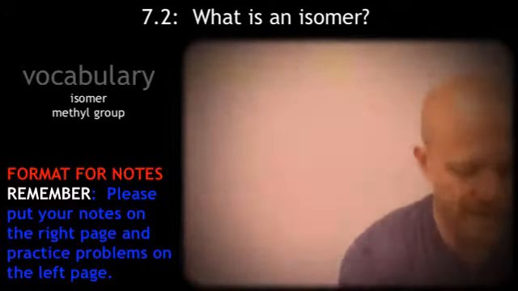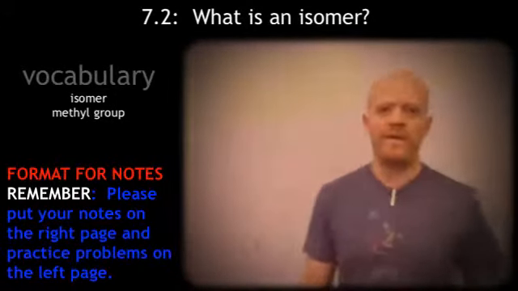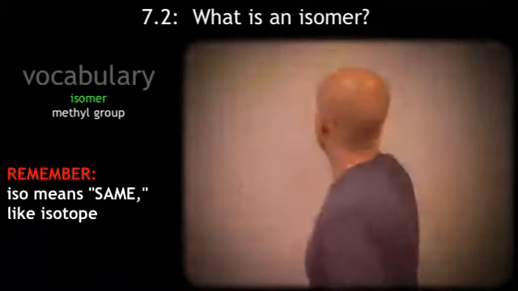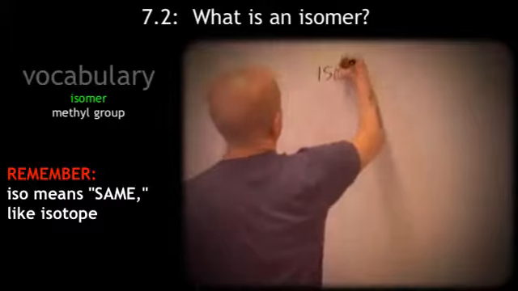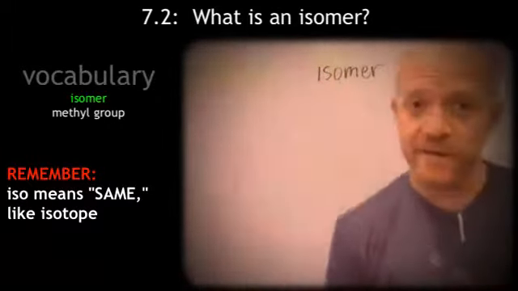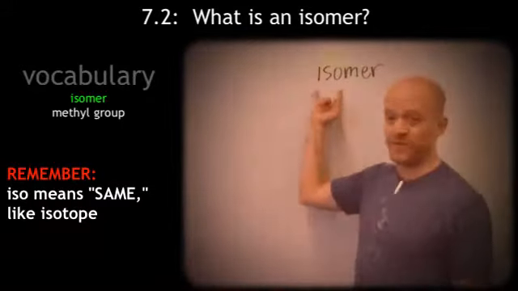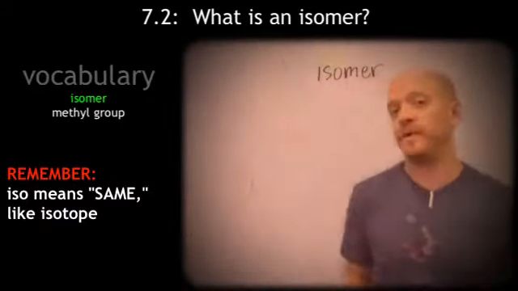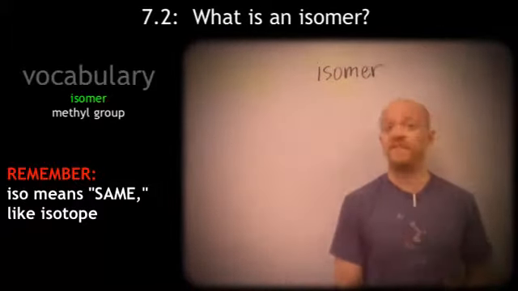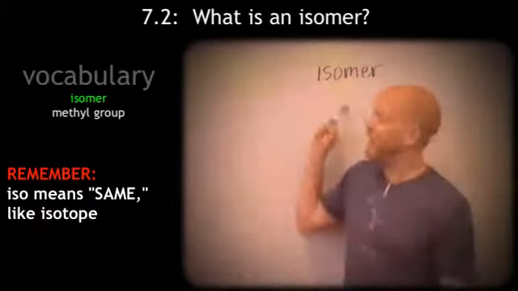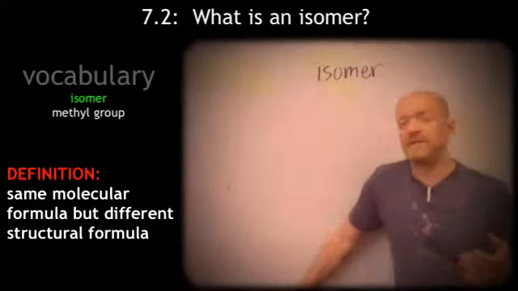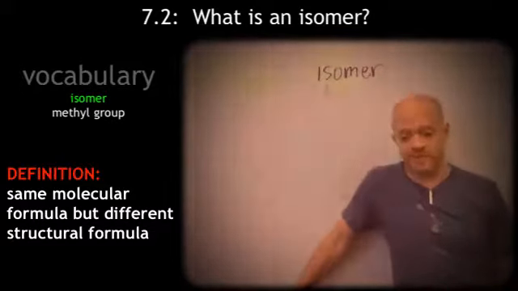Hey, today we're going to talk about one of the more difficult concepts in organic chemistry: the idea of an isomer. Isomer has the same beginning as isotope. Remember, an isotope was an element that had the same number of protons but a different number of neutrons. So an isomer has the same molecular formula but a different structural formula.